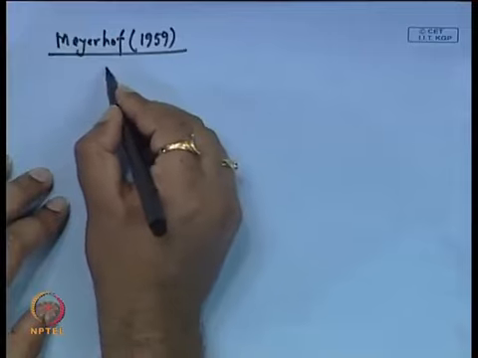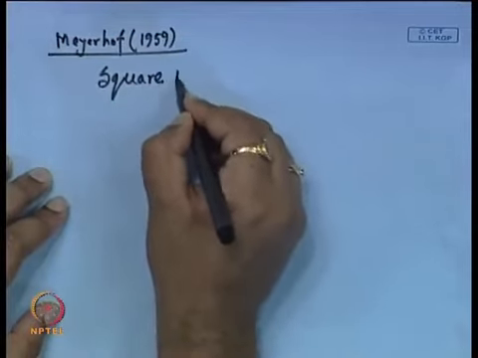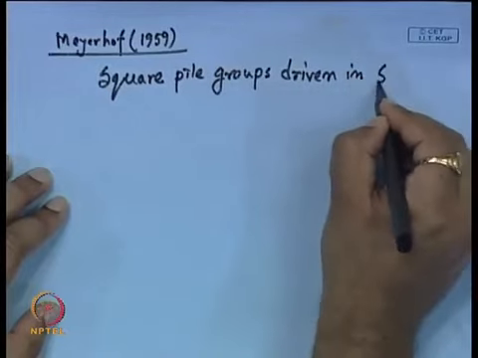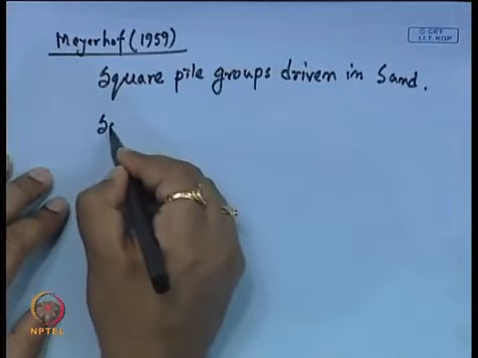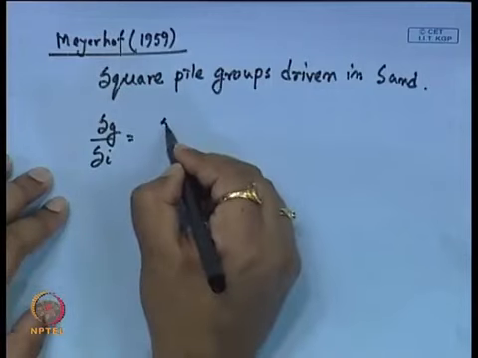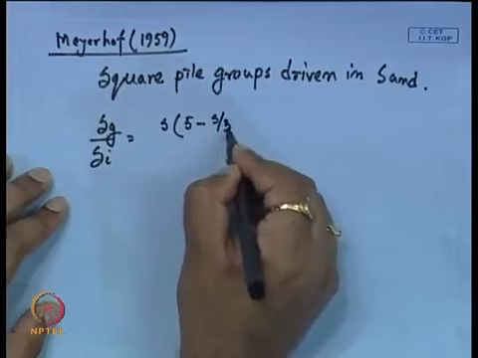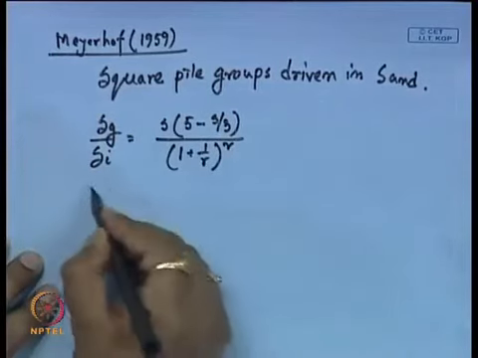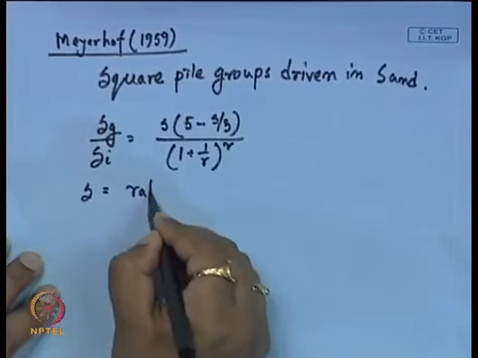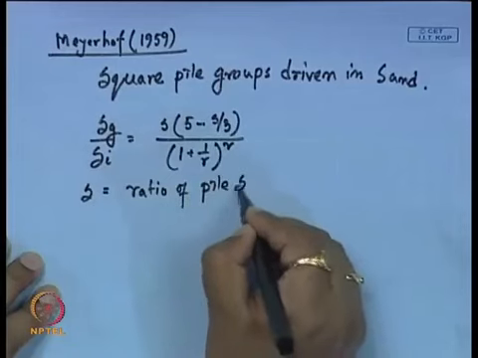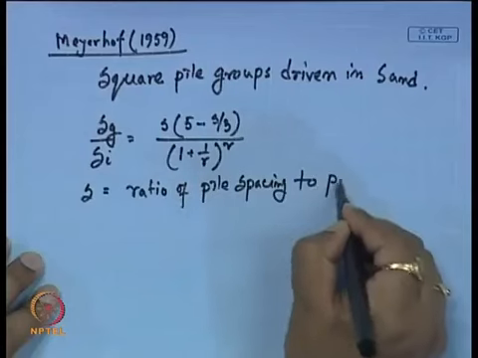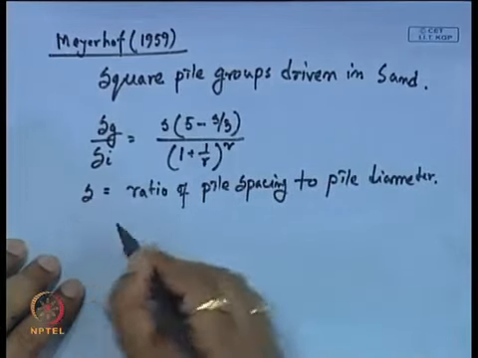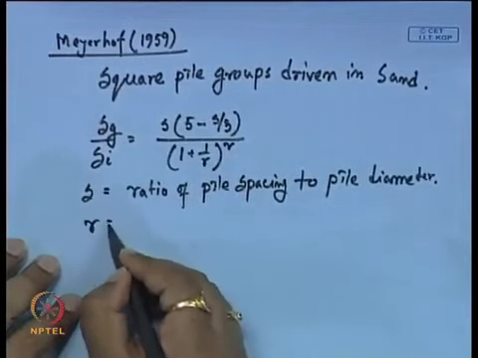It is for square driven piles in sand. Again, SG divided by SI is equal to (s + 5 minus s by 3) divided by (1 + 1 by r) whole squared, where s is the ratio of pile spacing to pile diameter, that means the spacing versus diameter ratio, and r is the number of rows in the pile group.